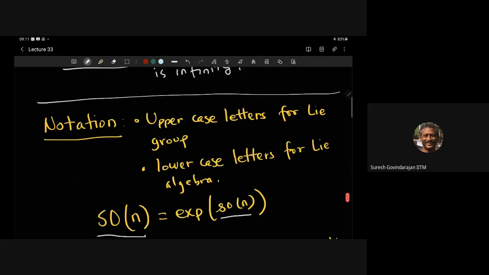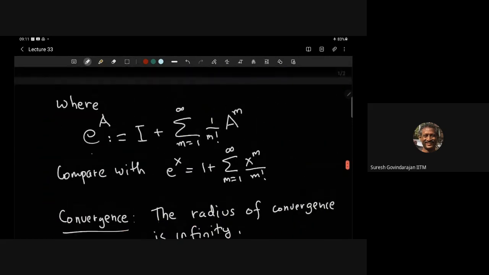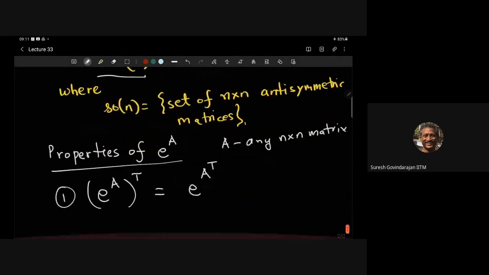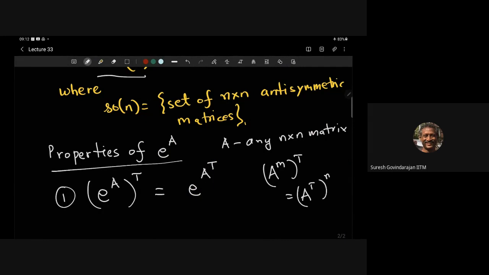You just go back to the definition. You transpose this side, and term by term you transpose A power m. So the proof is easy because A power m transpose is equal to A transpose power m. Okay, so this property is very easy.